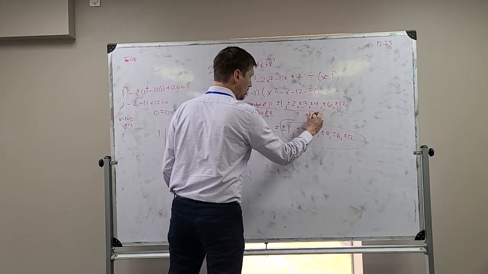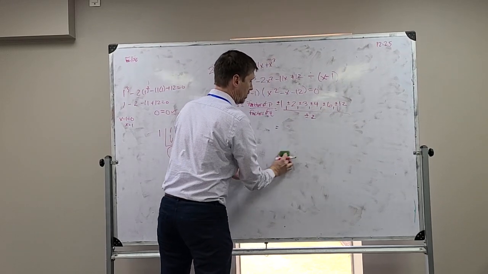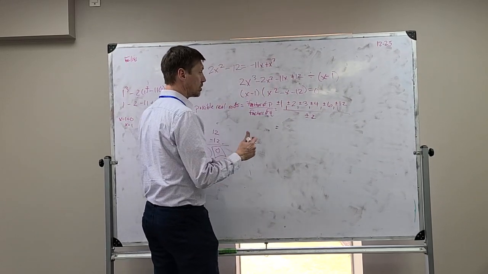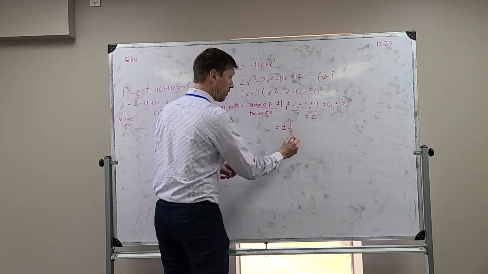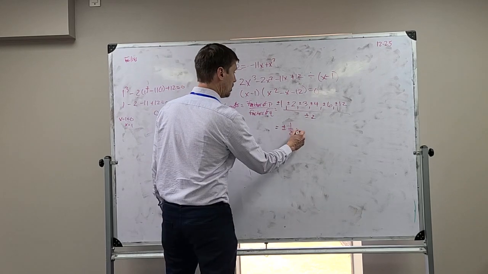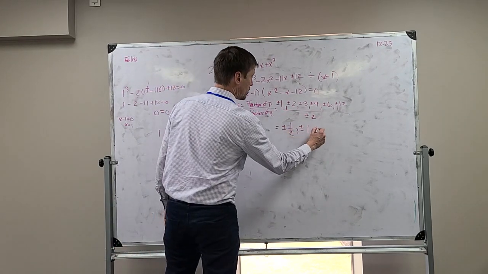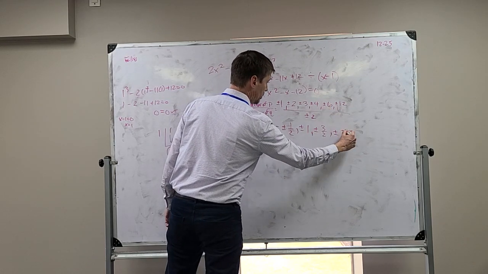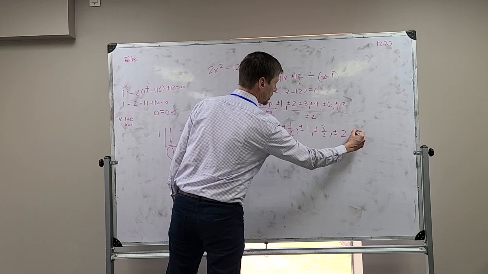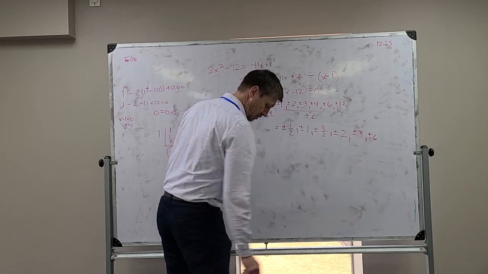Well, this is now 2, and so our possible roots are plus and minus 1 over 2, 1 over 2. Plus or minus 1, because 2 over 2 is 1, plus or minus 3 over 2, plus or minus 4 divided by 2 is 2, 6 divided by 2 is plus or minus 3, and then plus or minus 6. Okay. Make sense?